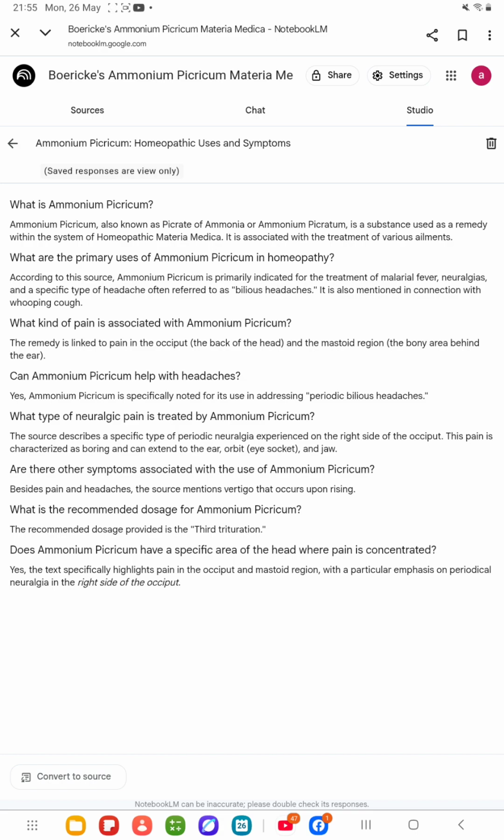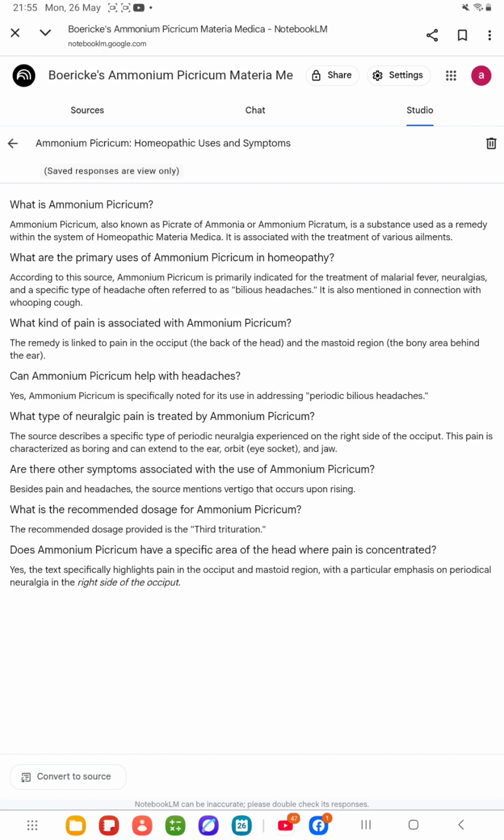Precisely. And this entry for Ammonium Picricum, first thing it tells us, it's also known as Picricum of ammonia. Gives us the chemical identity right away. Okay, Picricum of ammonia. Got it. So looking at this source, what conditions does Boericke highlight for this substance? What's it supposedly for? Well, according to this excerpt, it points to a few areas.